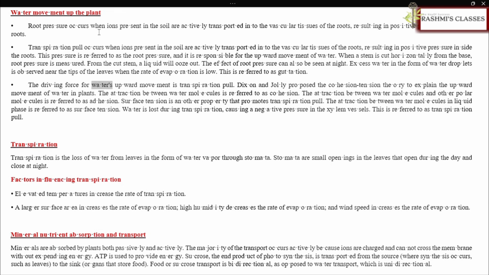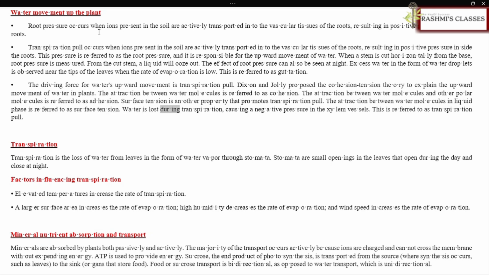The driving force for water's upward movement is transpiration pull. Dixon and Jolly proposed the cohesion tension theory to explain the upward movement of water in plants. The attraction between water molecules is referred to as cohesion. The attraction between water molecules and other polar molecules is referred to as adhesion. Surface tension is another property that promotes transpiration pull. The attraction between water molecules in liquid phase is referred to as surface tension.